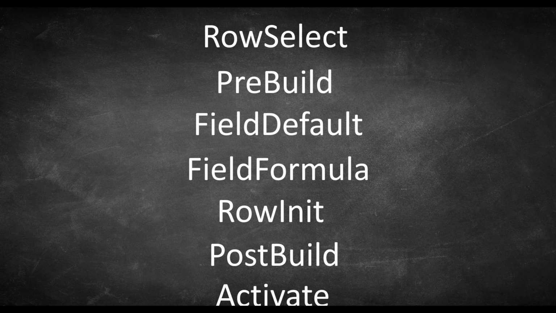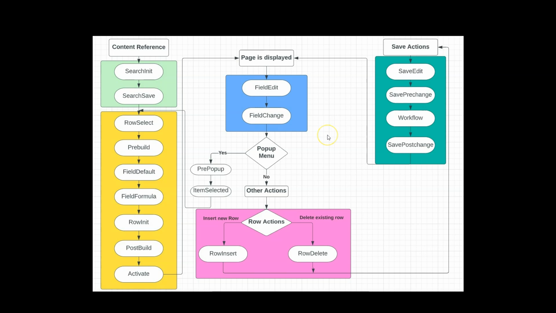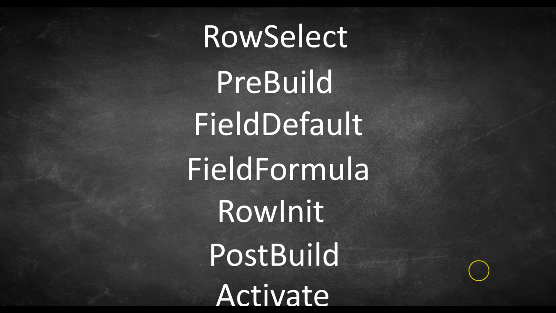My name is Samir and in this episode we are going to discuss these 7 PeopleCode events. In the previous episode we discussed the search events which are search init and search save. In this episode, we are going to discuss these set of 7 events which are row select, rebuild, field default, field formula, row init, post build, and activate.